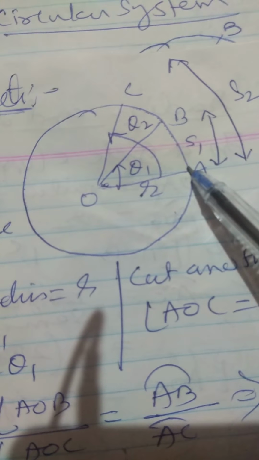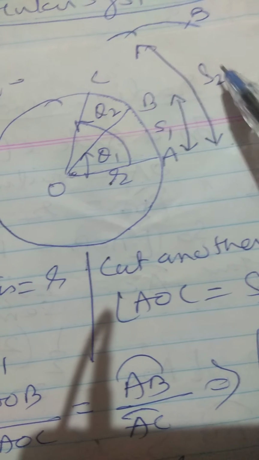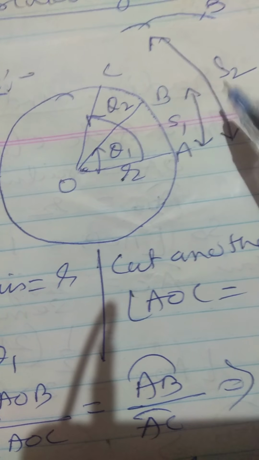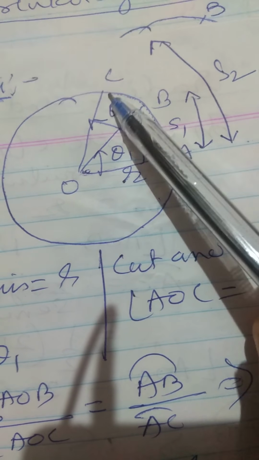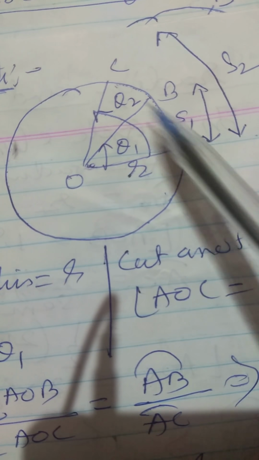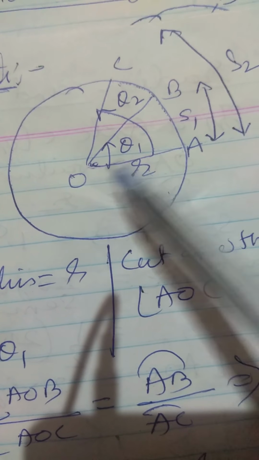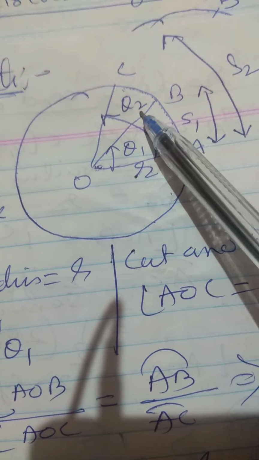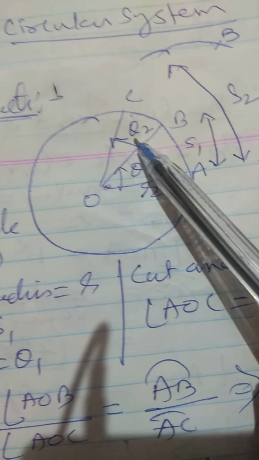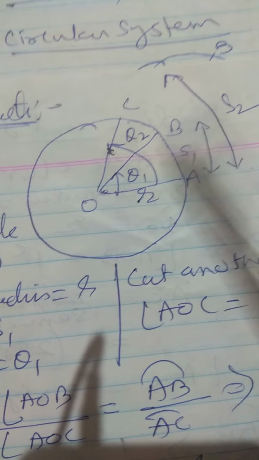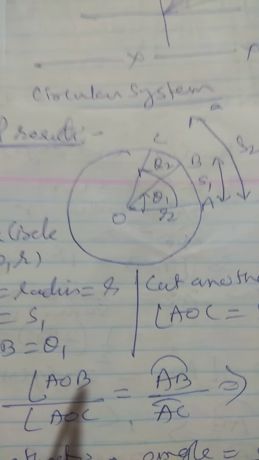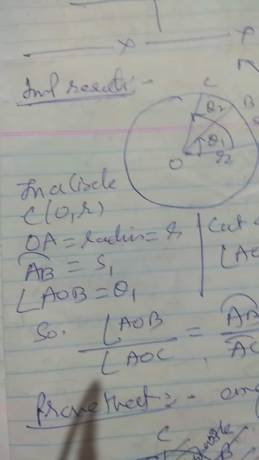Cut another arc AC whose length is s2. Again, the AC length is not equal to the radius of the circle. So the angle AOC is again not equal to 1 radian, it is θ2. I repeat again, 1 radian is the definition when the arc length is equal to the radius of the circle. So we get here another important result.